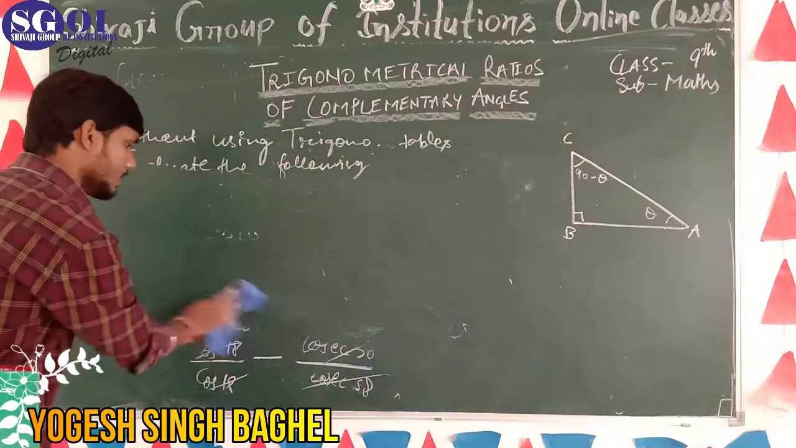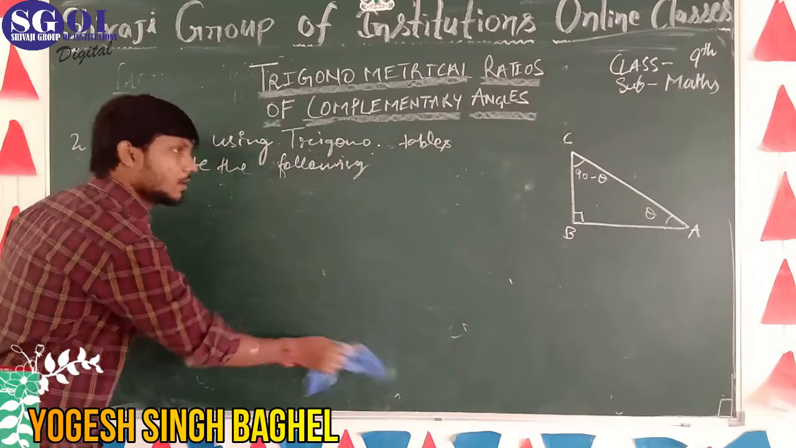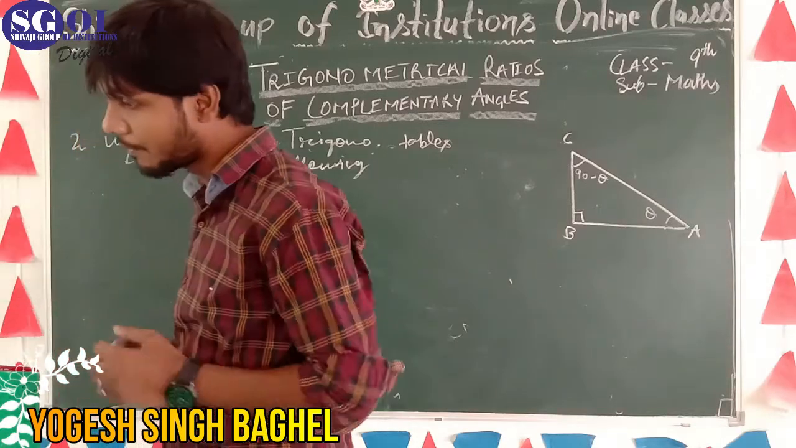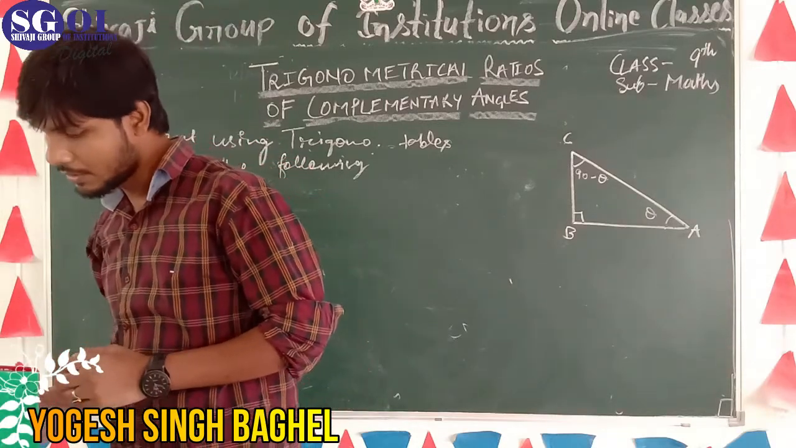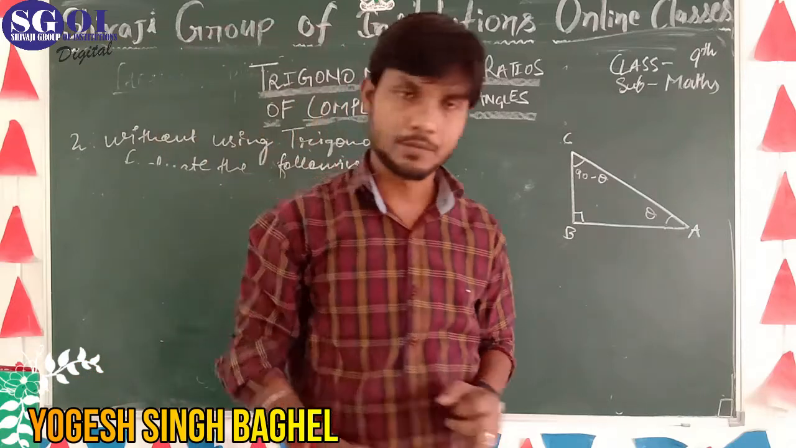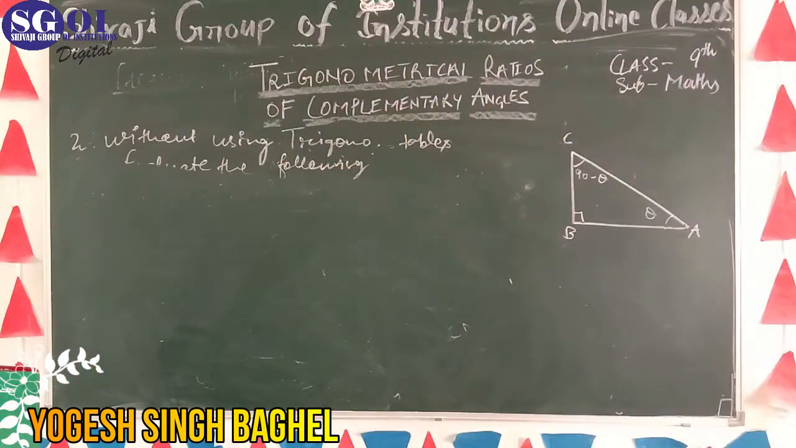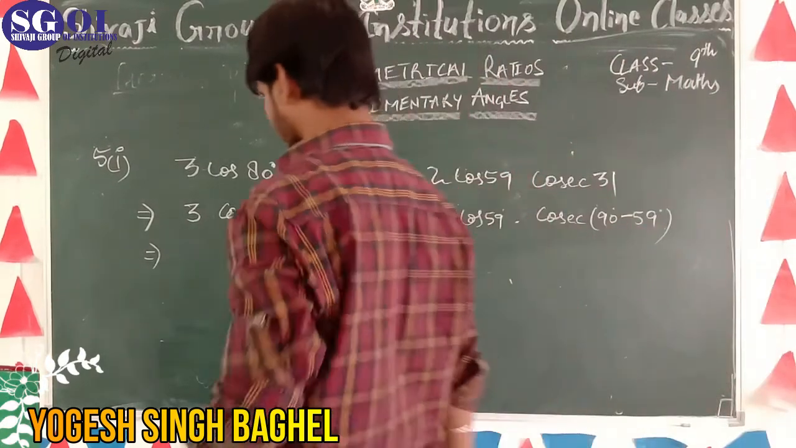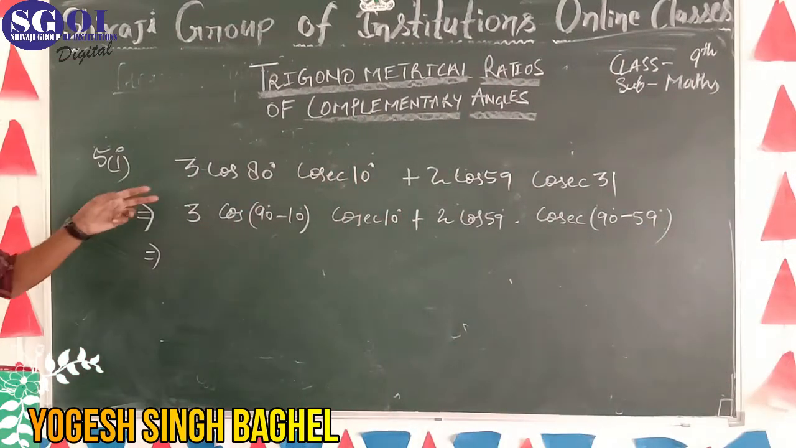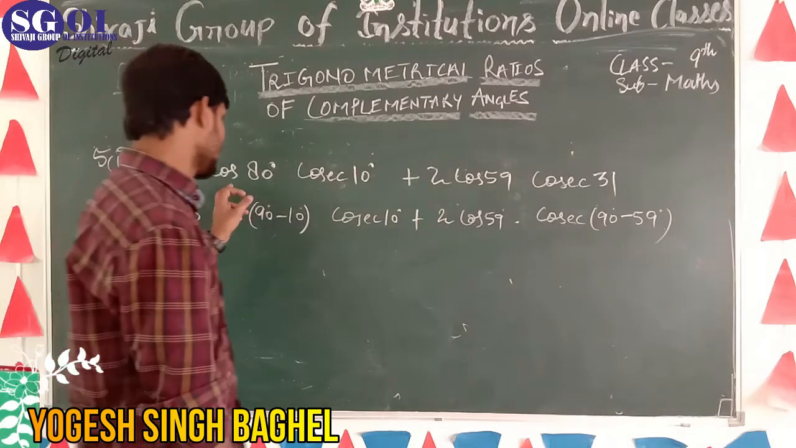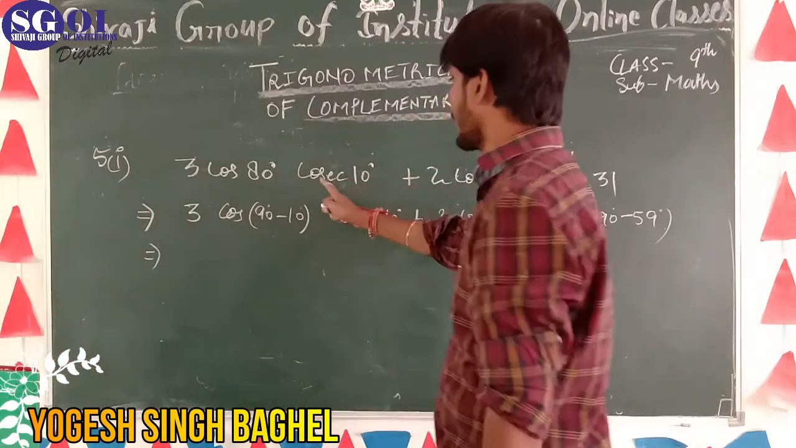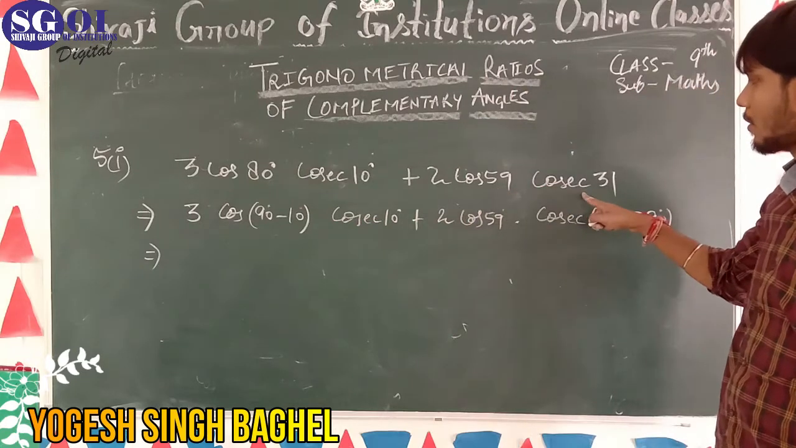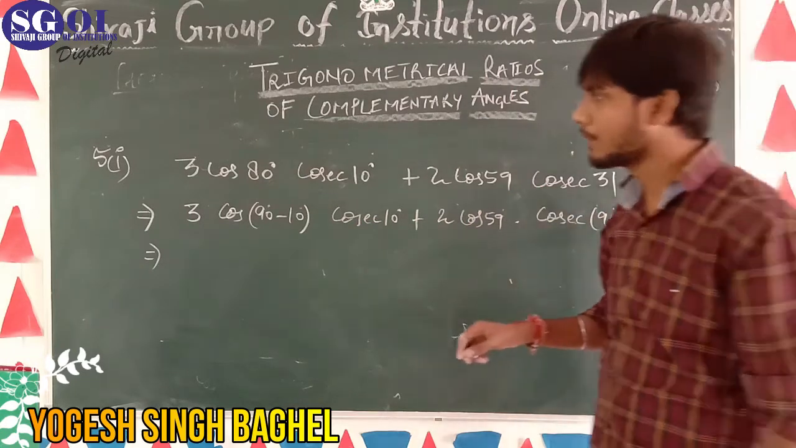Now let's see some more questions based on complementary angles. Now let's see question number 5. In question number 5, 3 cos 80 cosec 10 degree plus 2 cos 59 cosec 31 is given.